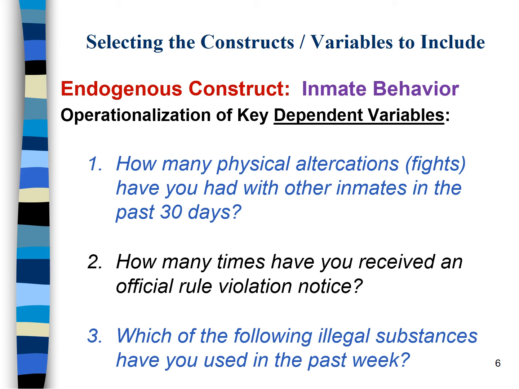So number 1, how many physical altercations, aka fights, have you had with other inmates in the past 30 days, right? That's a behavioral outcome. Number 2, how many times have you received an official rule violation notice from, say, the correctional officers or the staff at the prison? That's a behavioral measurement. And then finally, which of the following illegal substances have you used in the past week while in prison? And yes, I hope all of us know by now that drugs and alcohol and other things do make their way into prison.